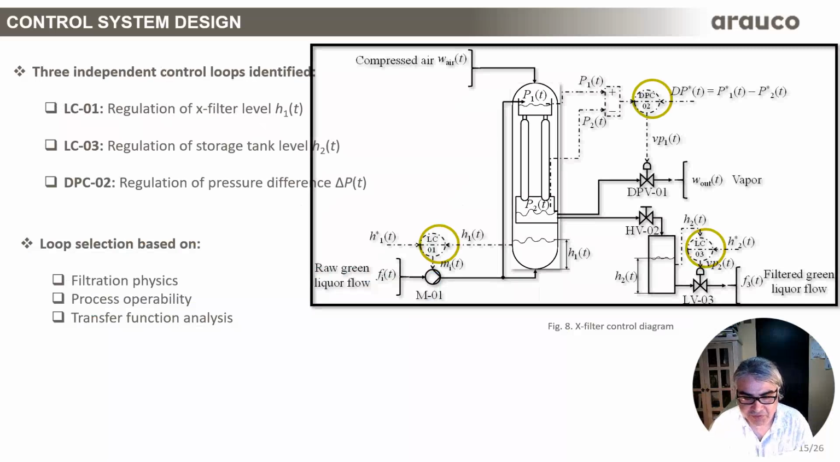As you can see here in figure 8, we are showing a control diagram for this process. To design effective controllers, it was first necessary to identify the fundamental control loops of the X-filter. These loops naturally emerged from the process physics: one for the X-filter level, one for the downstream storage tank, and one governing the pressure differential that drives filtration performance. All this you can see in figure 8. So let's now look at how each of these loops was designed.